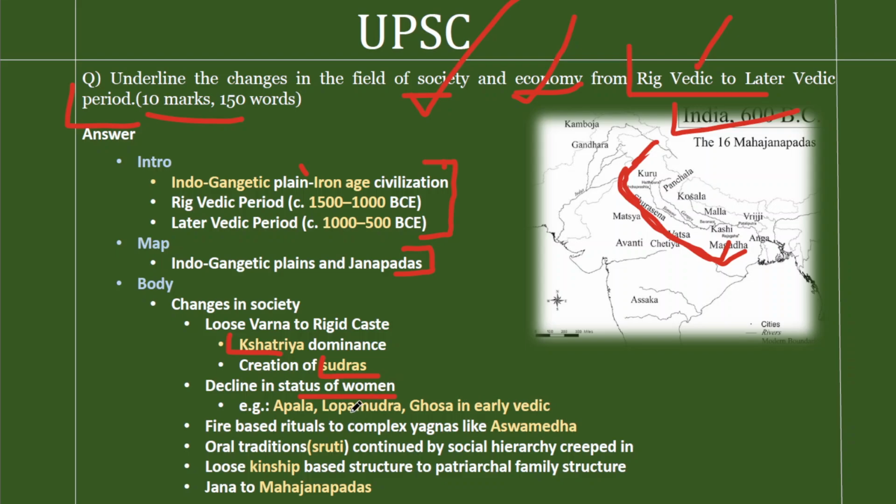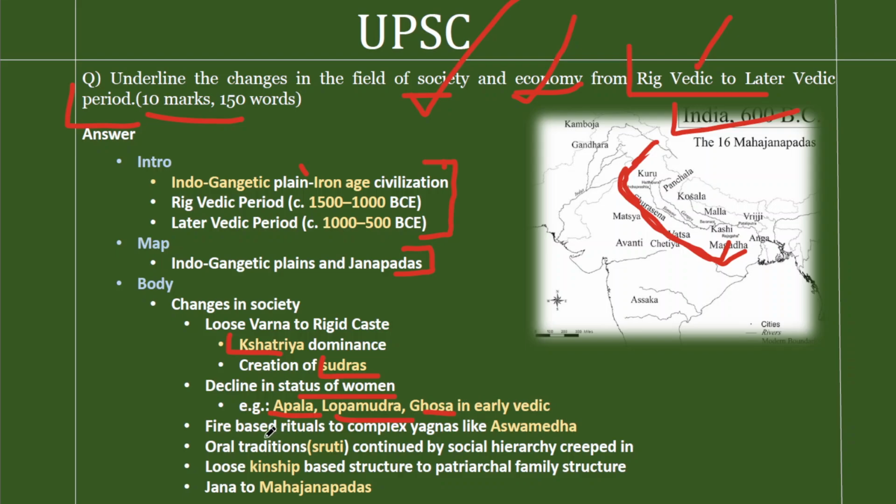In early Vedic period, you have very prominent women like Apala, Lopamudra, Kosha. These are women who participated even in yagas and yajnas. But when it comes to the later Vedic period, their participation gradually diminishes, and that is an important change in the social front. The third point is with respect to the rituals, or it's a point on religion.